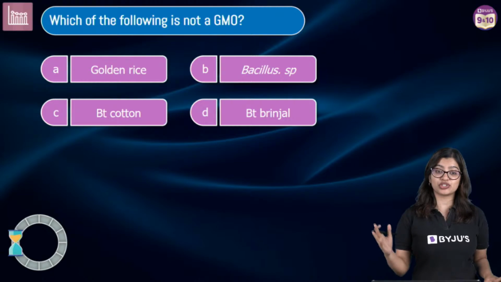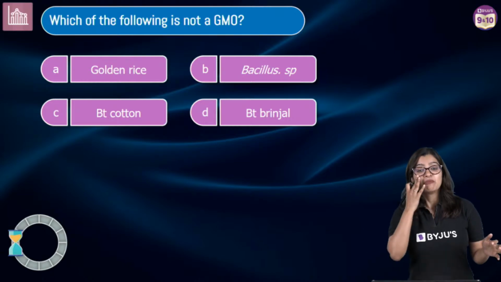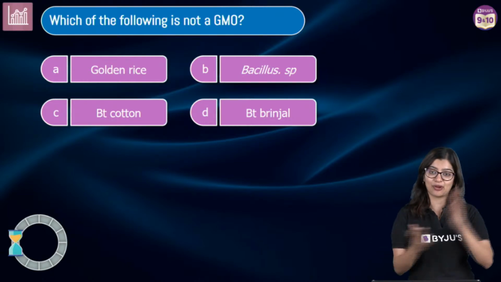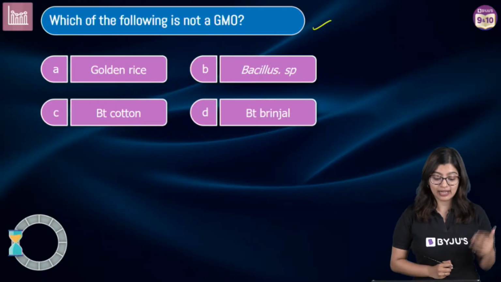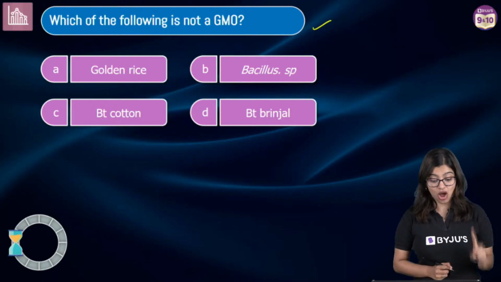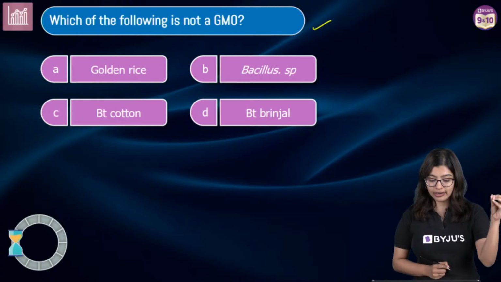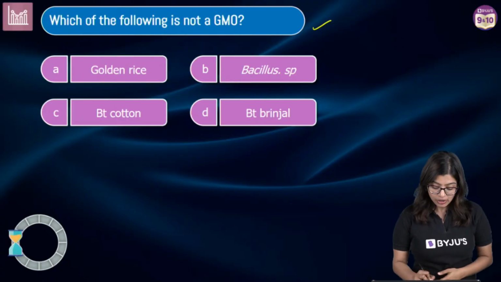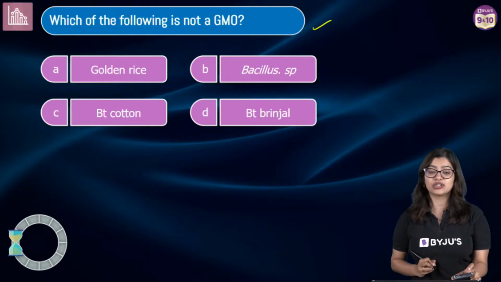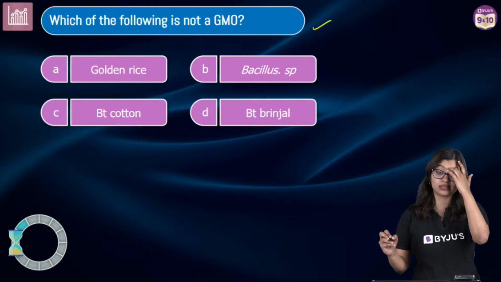But before I move into the next aspect of it, we have a quick question. For students watching this video much later, please go ahead and pause the video and give me the answer. Which among the following is not a GMO? We have golden rice, bacillus species, BT cotton or BT brinjal. You have 30 seconds to give me the answer and your time starts now.